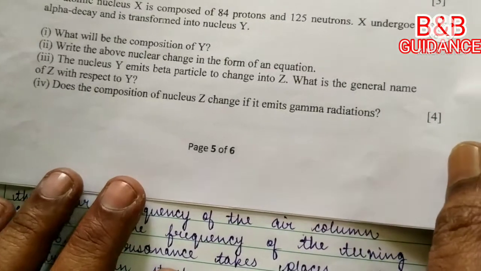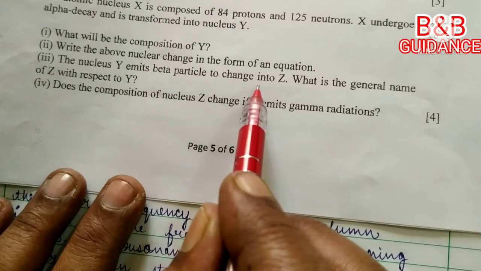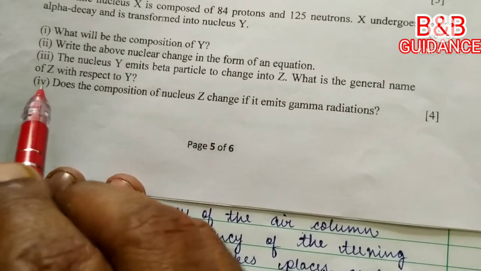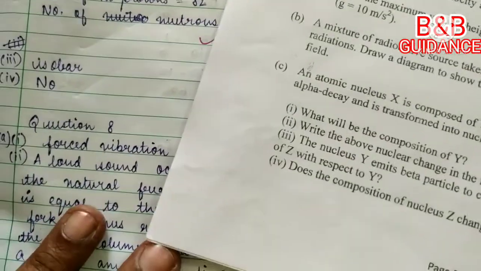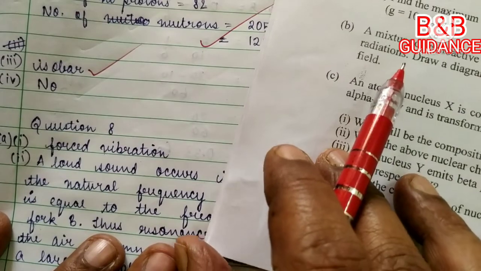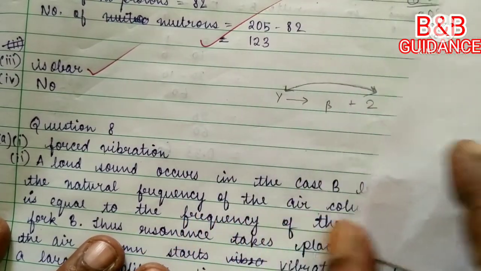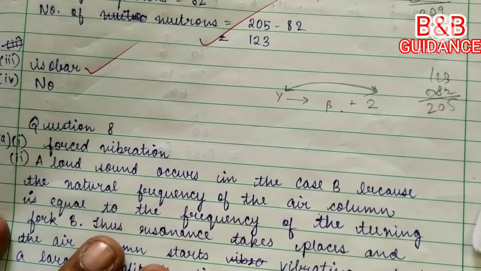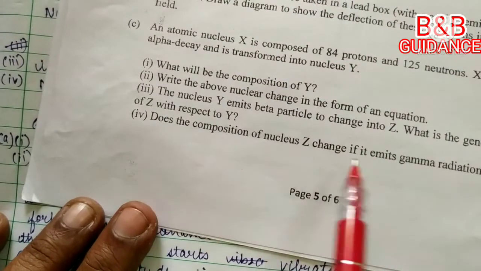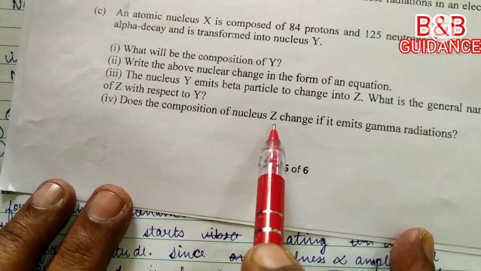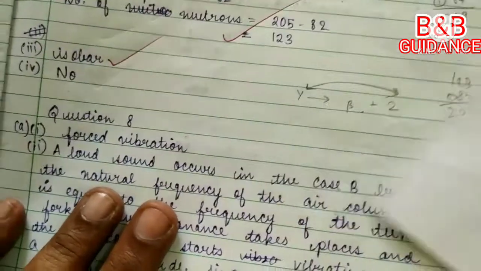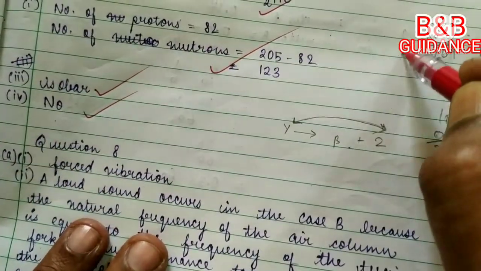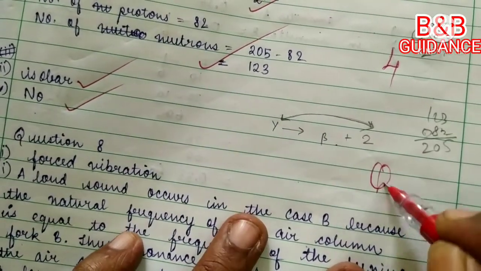Question continues. The nucleus Y emits a beta particle to change into Z. What is the general name of Z with respect to Y? It's okay. Actually, Z is the isobar of Y. Well, and now the last part. Does the composition of nucleus Z change if it emits gamma radiations? No. Yes. So here 4 marks. So question number 9, 10 marks.